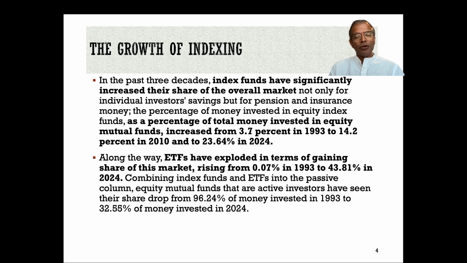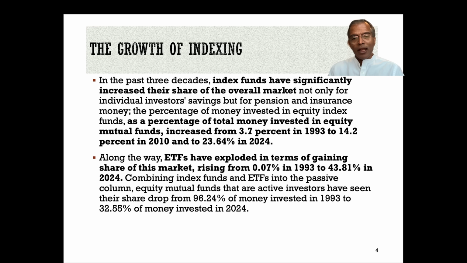And over the last few decades, index funds have increased their share of the overall market. We talked about why in the last session. It's because active money managers have underperformed the market, and eventually people investing with those active money managers decide that this is not worth it, to pay somebody to lose money for you, and they move their money to index funds. As a percentage of total money invested, index funds have increased from 3.7% in 1993 to 14.2% in 2010 to almost 24% in 2024.